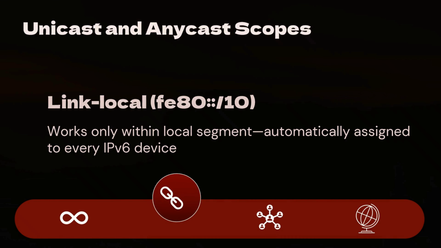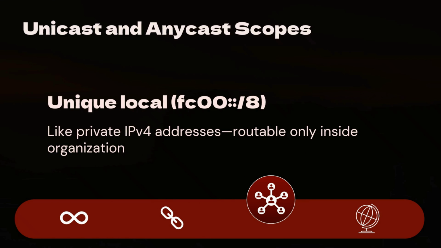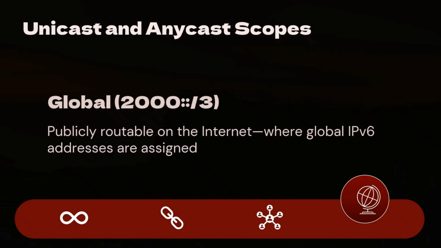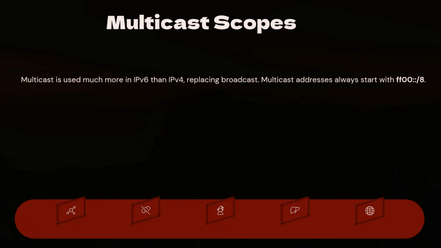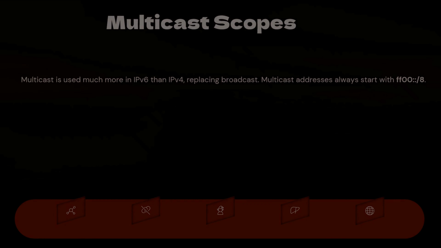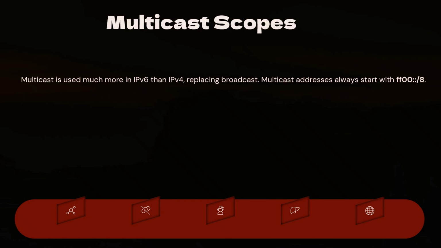Now every IPv6 device automatically has a link local address, even if no public address is assigned. Unique local starts with FC00::/8, works like private IPv4 addresses. Now these are routable only inside an organization, not on the public internet. Global 2000::/3, publicly routable on the internet. Now this is where global IPv6 addresses are assigned.